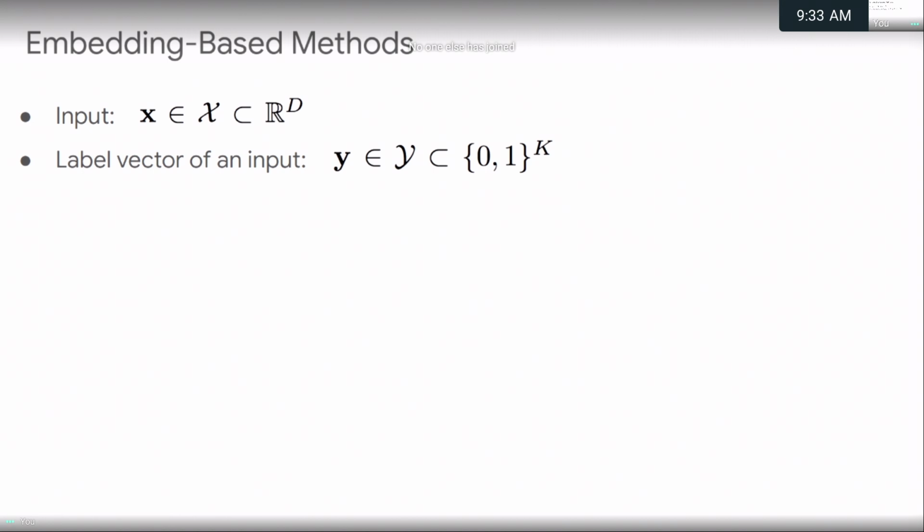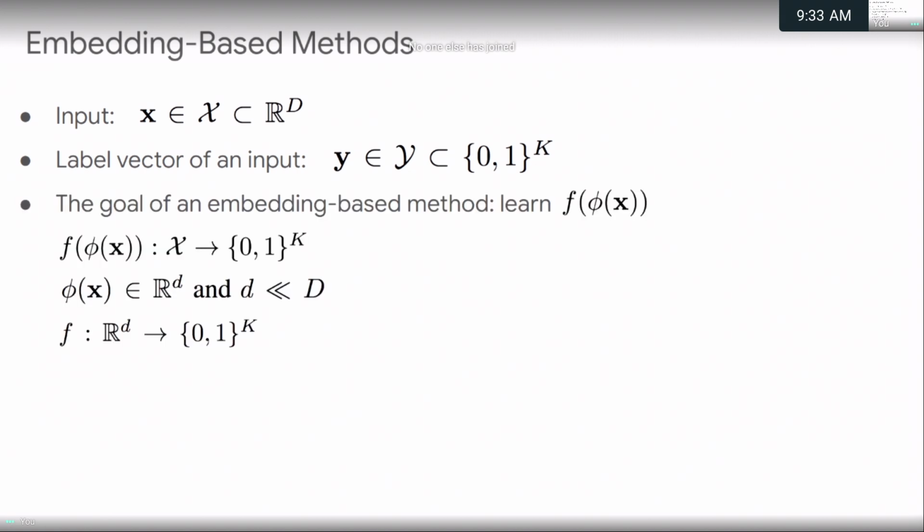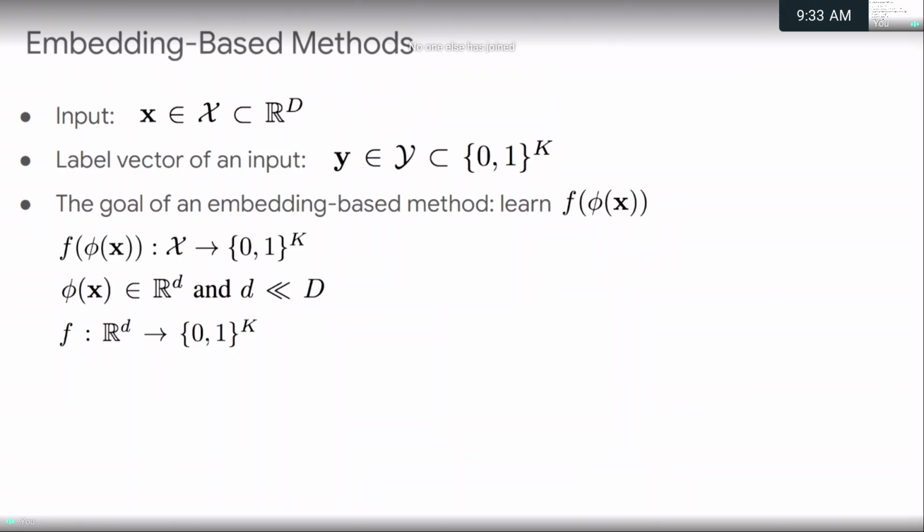So just an overview again of the embedding-based methods. We have an input, which is in capital D dimensional space of real numbers, and a label vector corresponding to this input, denoted by y, which is a k-dimensional binary vector. The goal of our embedding-based method is to learn this f of phi of x, which goes from the input to this binary space. It has two components again: one is this embedding function, and the other is this classifier, which takes the embedded vector to the binary space that we have.